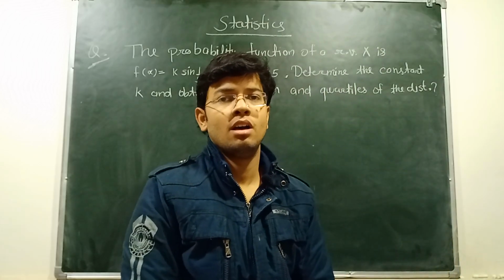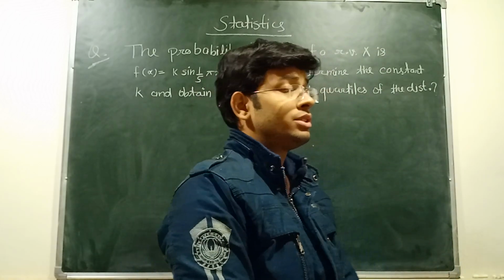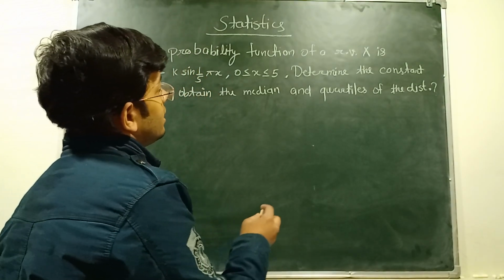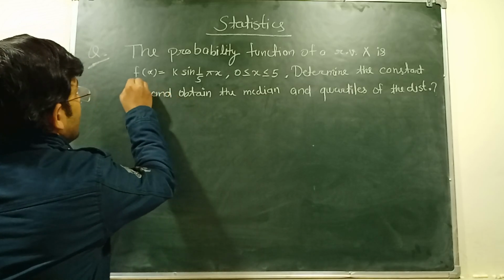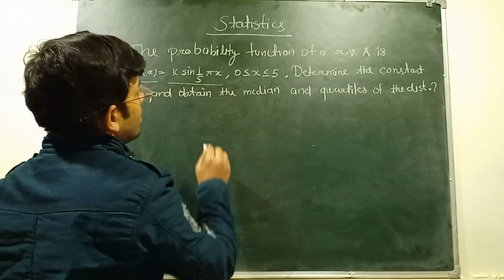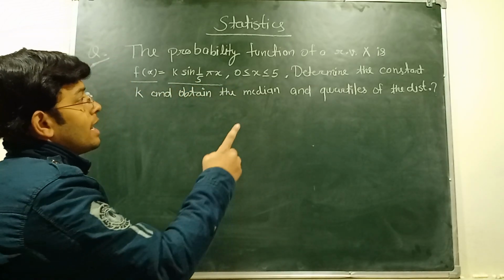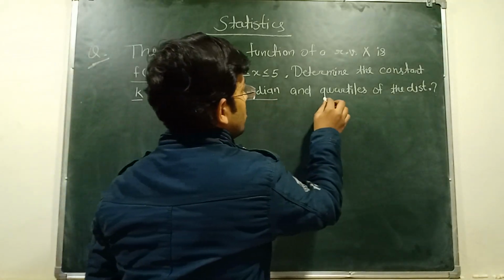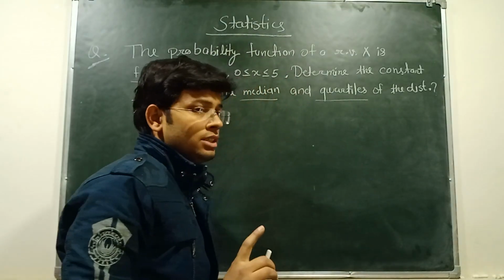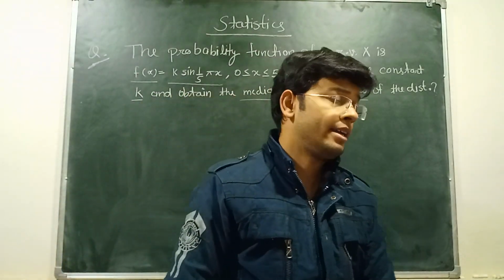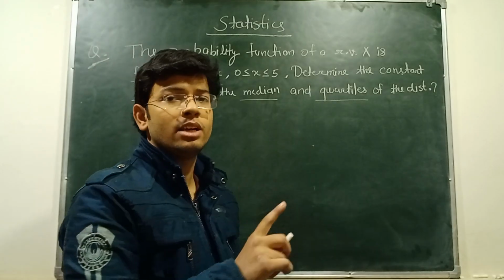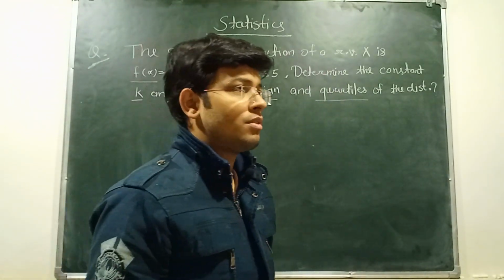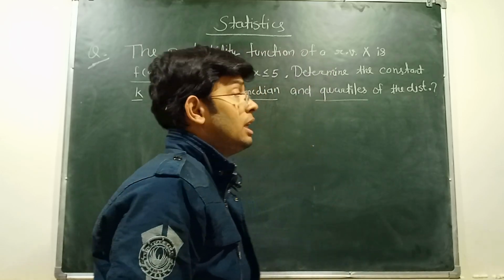इस वीडियो में एक क्वेश्चन आपके लिए लाया हूँ और चलिए देखते हैं। इस क्वेश्चन में आपको सबसे पहले तो ये दिख रहा है कि प्रोबेबिलिटी फंक्शन है जो आपको दिया है f(x) = k sin(1/5 πx) और आपको इसका कांस्टेंट k निकालना है और ऑब्टेन द मीडियन निकालना है और क्वार्टाइल्स निकालना है। So in this question we will find the constant, median and the quartiles. So this is basically a chapter from the probability distribution of a random variable.